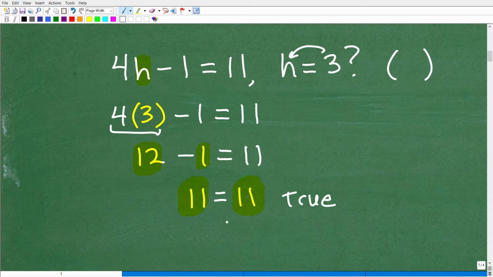So I'm going to look at this statement. Is 11 equal to 11? Yes, that's a true statement. So because that is true, h equals 3 is in fact a valid, or the correct, solution to this equation.